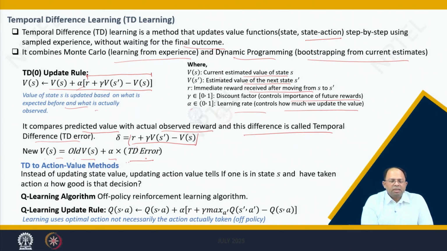Now TD to action value methods. Instead of updating the state value, updating the action value tells, if one is in state S and has taken action A, how good is that particular decision. So from TD, instead of updating the state value, we can also update the action value as well. And the Q learning algorithm is an example of that. It's an off policy reinforcement learning algorithm. Now why is it called off policy? Because learning uses the optimal action, not necessarily the action actually taken, right? So it's an off policy one. SARSA is just an on policy one.